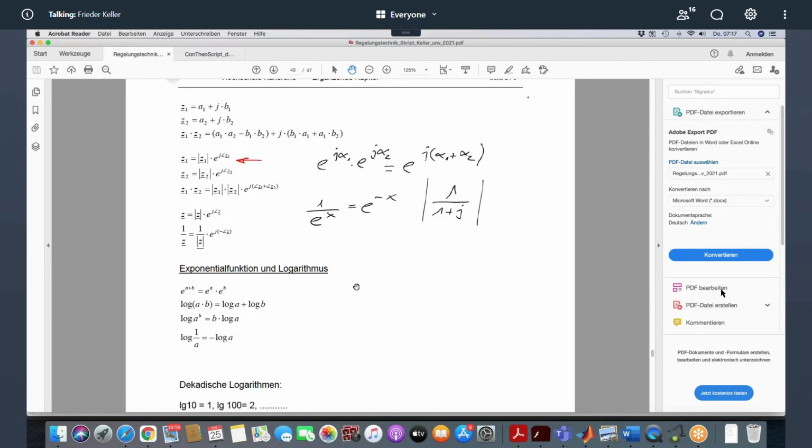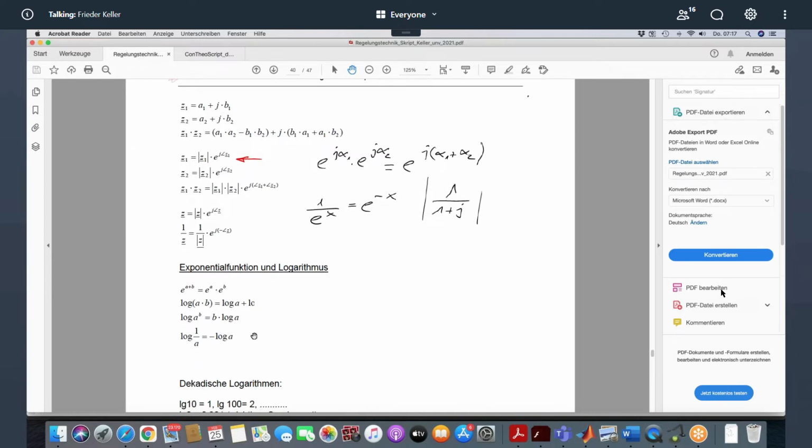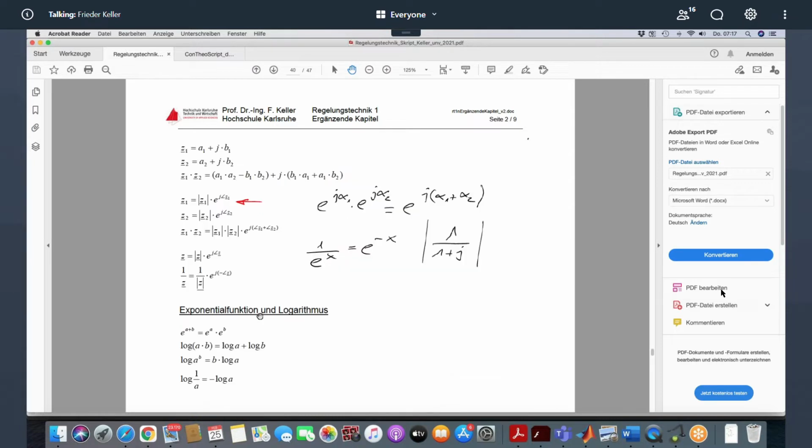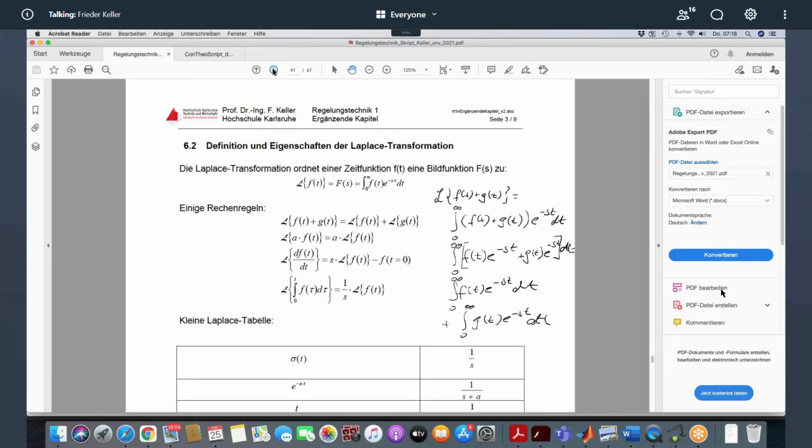Exponential function and logarithm, I think we have already talked about that a little bit more in detail as it is done here, because we have investigated a logarithm table and stuff like that. So that is not that important for the future, but you should have these basic equations available. And what is also listed here in this script for the mathematical introduction is the Laplace transformation.